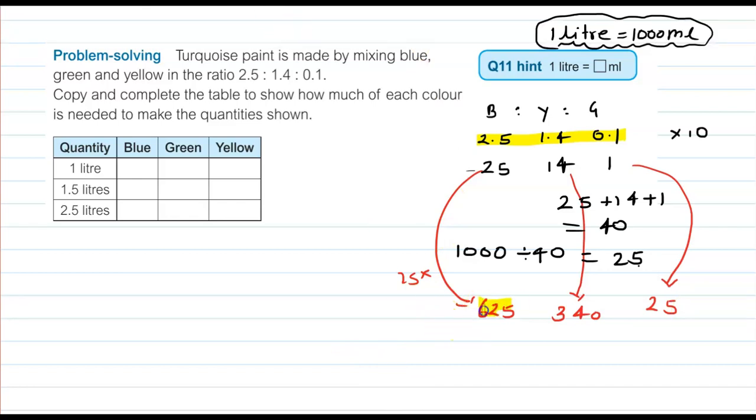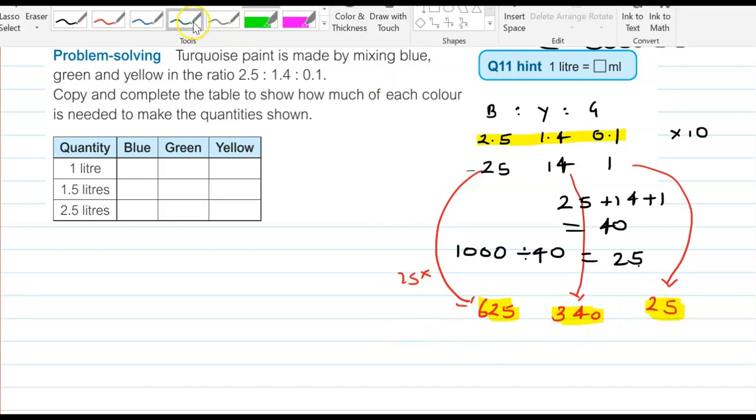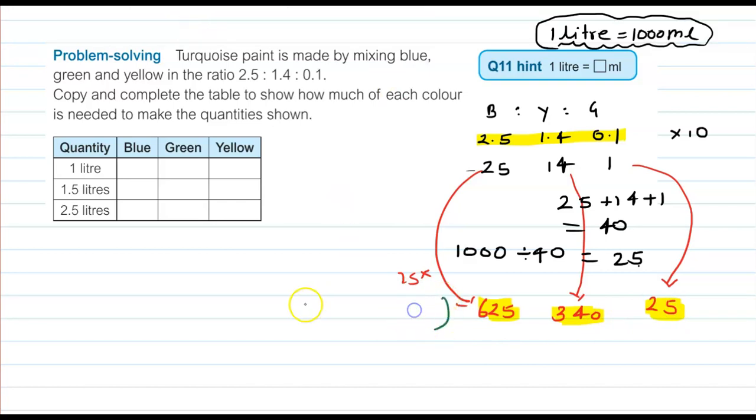So 625 will take blue, 340 will take green, and 25 will take yellow, and this is exclusively for 1000 ml or 1 liter. Is that okay? Yes, sir. Okay, so now from here we can develop all our answers, because we have 1 liter.